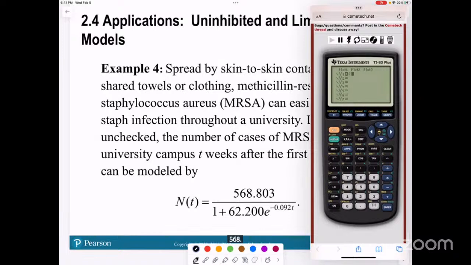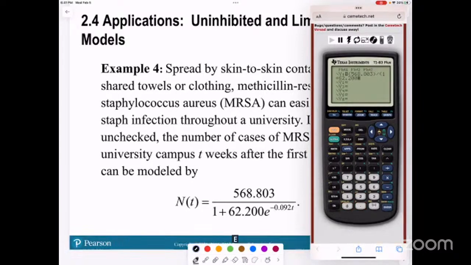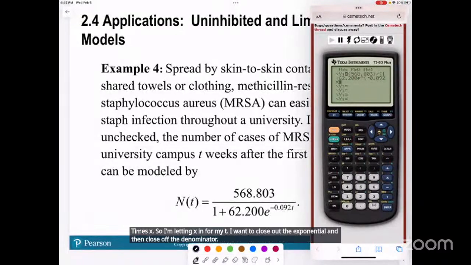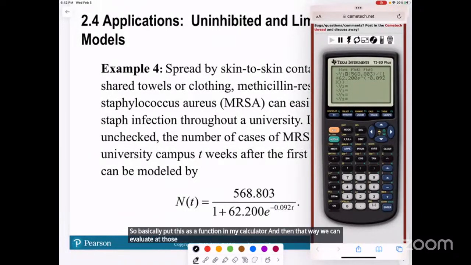568.803. Okay. I'm going to say divided by the denominator, 1 plus 62.200. Probably don't need those trailing zeros, but that's okay. E times e to the power of this negative 0.092 times x. So I'm letting x stand for my t. I want to close off the exponential and then close off the denominator. So basically put this as a function in my calculator, and then that way we can evaluate at those different times.